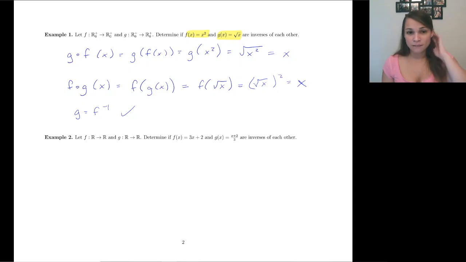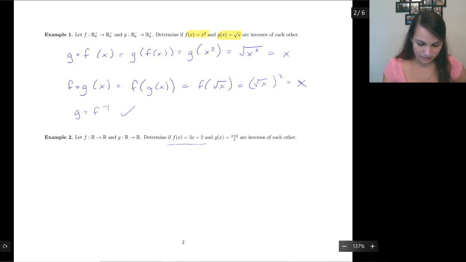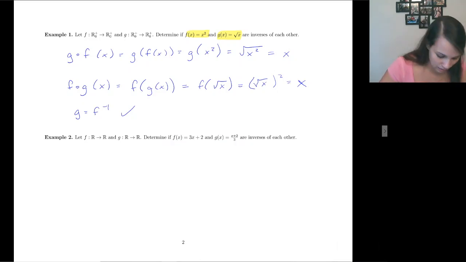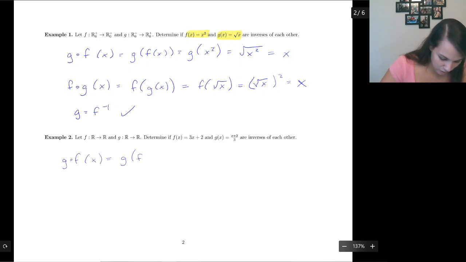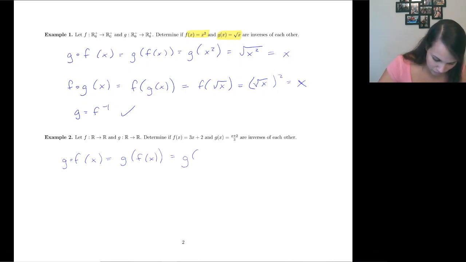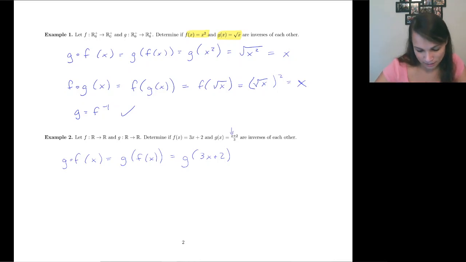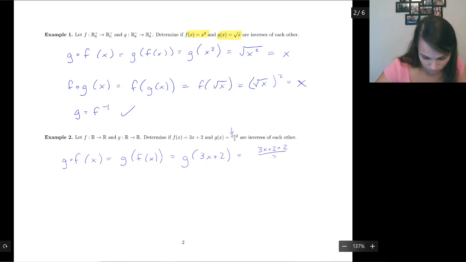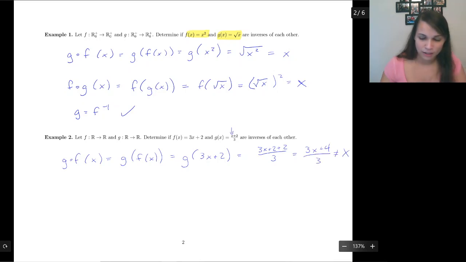Let's take a look at another function. Let's do f going from R to R, g goes from R to R, and we have f of x is 3x plus 2, and g of x is (x plus 2) over 3. Are these inverses? Let's start with g composed with f. So f is going to go inside g. g of 3x plus 2 means all of that gets inserted into that little x right there. So (3x plus 2 plus 2) over 3, which is (3x plus 4) over 3, and that's just not x.